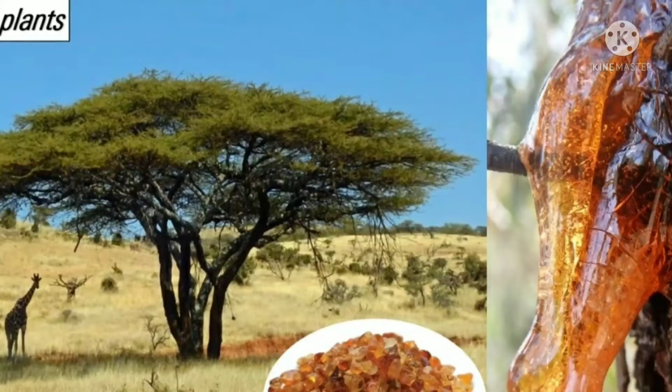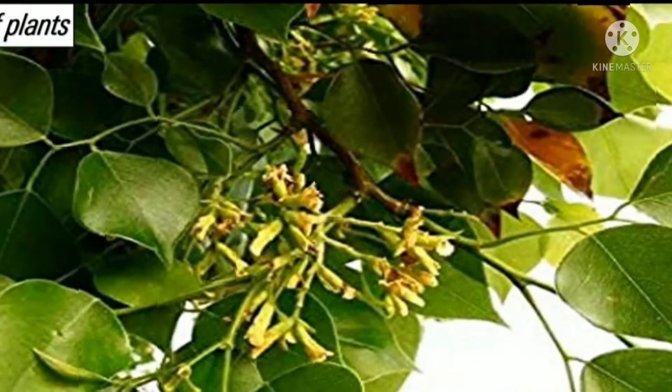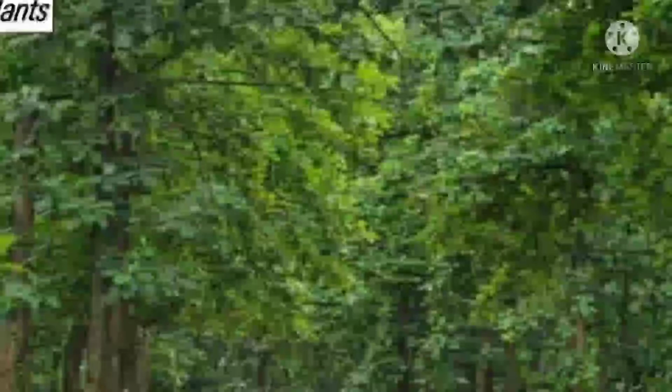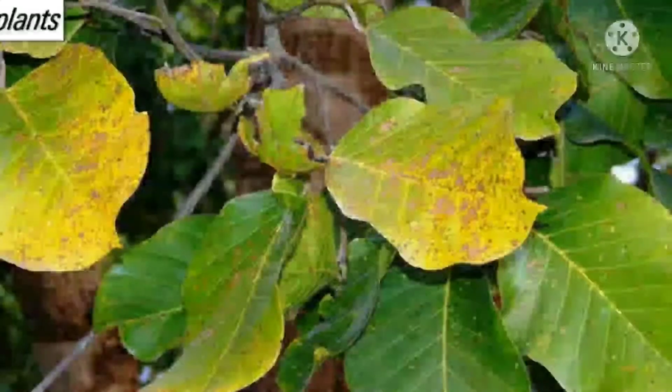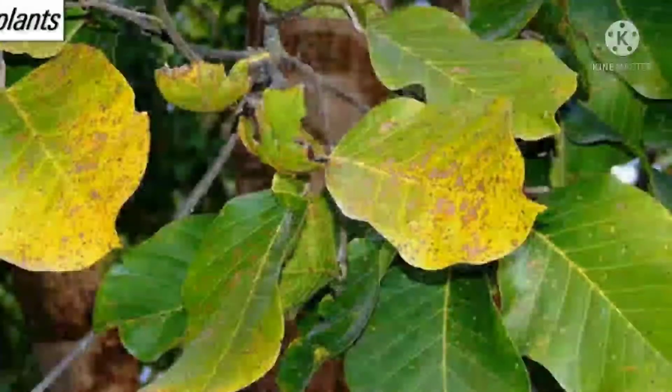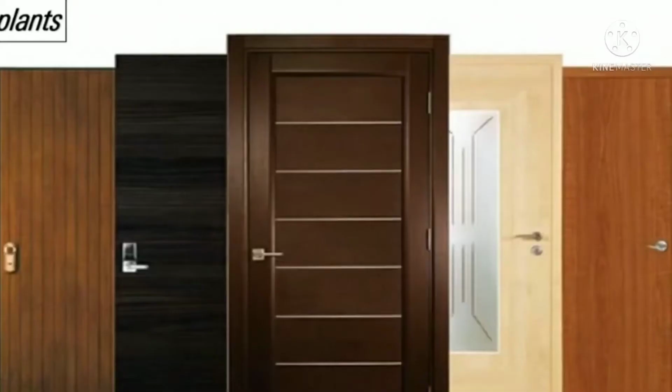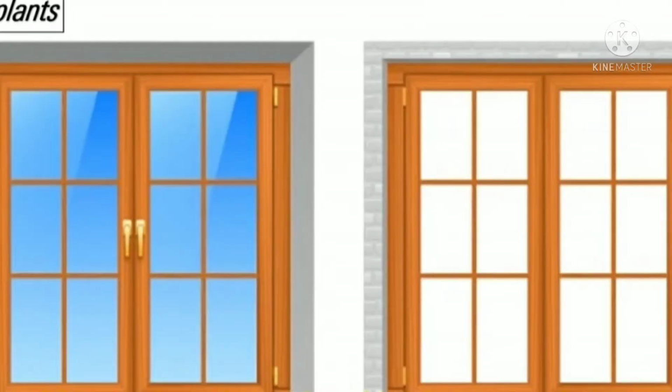Children, do you know the use of gum? Yes, gum is used to stick pictures and many other things. Trunks of trees such as shisham, teak and sal give us wood for making furniture, doors and windows.